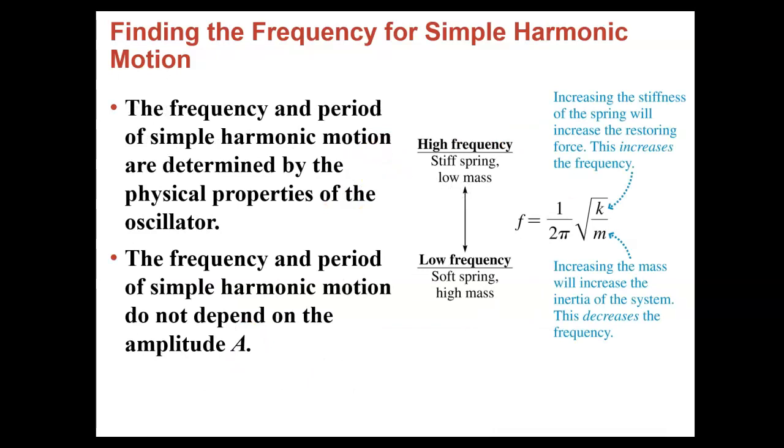So the frequency and period are determined by the physical properties. The frequency and period of a simple harmonic motion do not depend on the amplitude. For springs, it all depends on the spring constant and the mass pulling it. At high frequency, you get a stiff spring. Low frequency, you get a really soft spring. It vibrates easily, it oscillates easily.